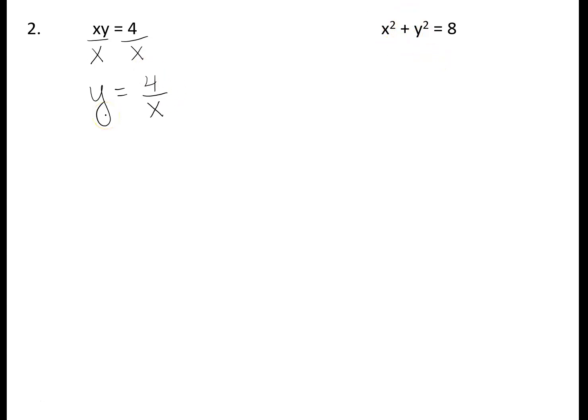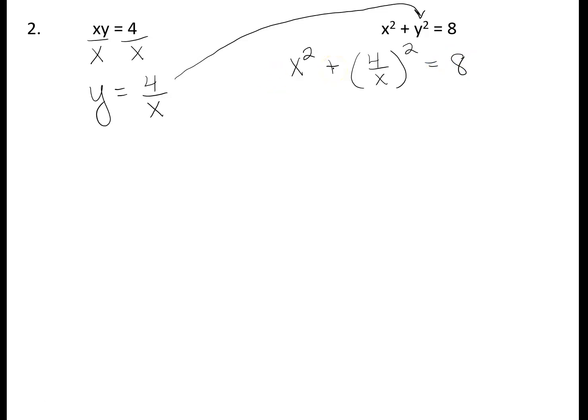Y is a fraction. And then we're going to plug that into our y in the second equation. So that's going to look like this. X squared, we keep that. Plus, in place of y, we put 4 over x, and that's going to be squared, equals 8. Okay, so now it's got all x in it.